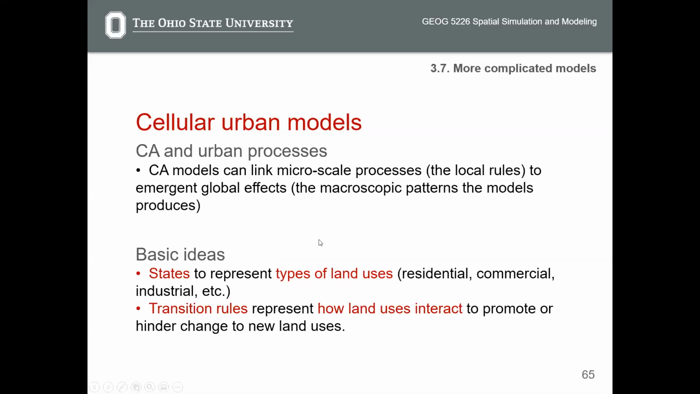That's one way to simulate urban spatial pattern, right? Of course, you can also use different states to represent different types of people. For example, young people, mid-aged people, elder people. Transition rules can be used to address their movement, right?